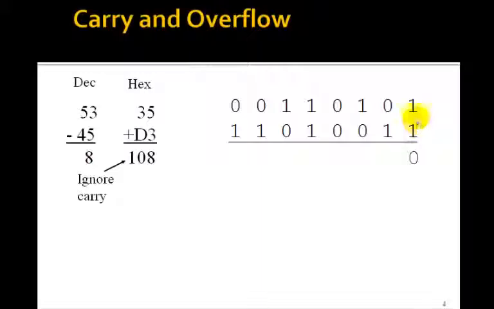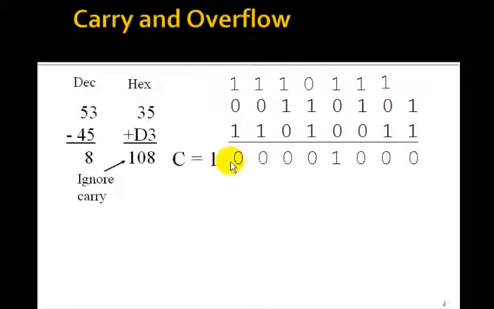1 plus 1 is 0 and a carry. 1 plus 1 is 0 and a carry. 1 plus 1 is 0 and a carry. 1 plus 0 is 1 with no carry. 1 plus 1 is 0 and a carry. 1 plus 1 is 0 and a carry. 1 plus 1 is 0 and a carry. So we get a carry here from 6 to 7. And then 1 plus 1 is 0 and we get a carry out.